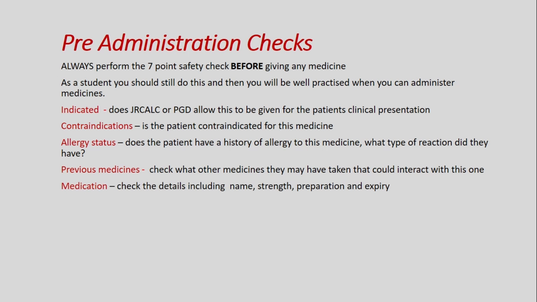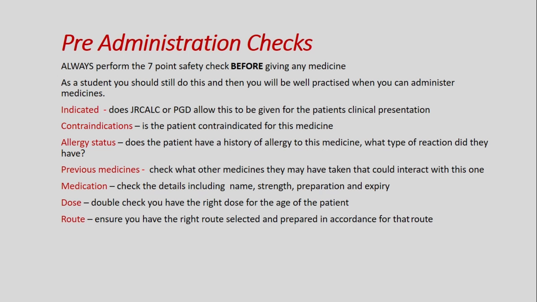Medication. Check the details including the name, strength, preparation and expiry. The dose. Double check you have the right dose and age for that patient. The route. Check to ensure that you have the right route selected and prepared it in accordance for that route. And always verify it with a colleague and say it loud. And some of these pre-administration checks are repeated in our 6 R's of medicines administration and the 7-point safety checks that's coming in the next slide.